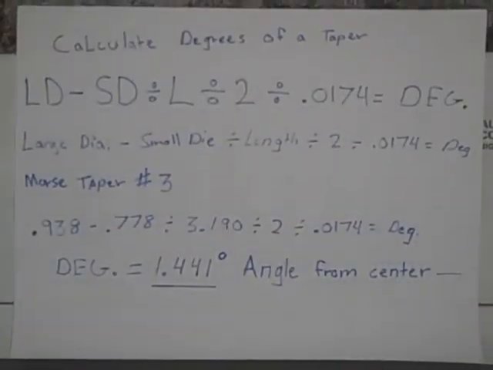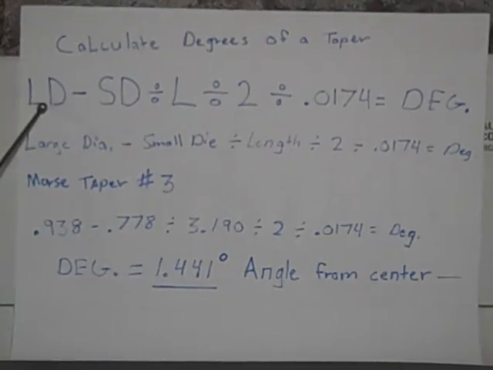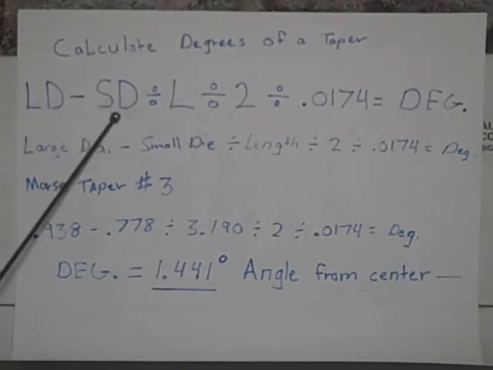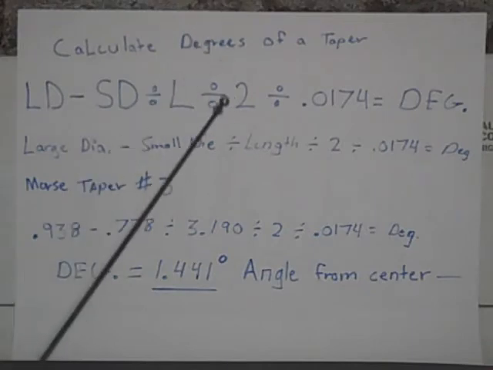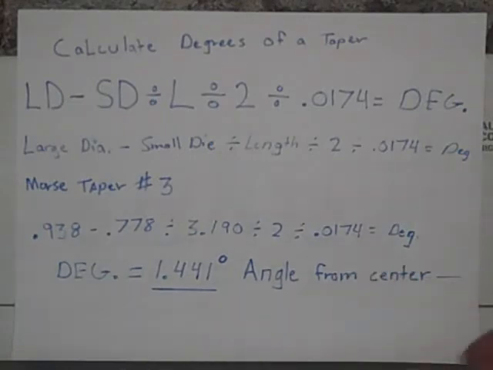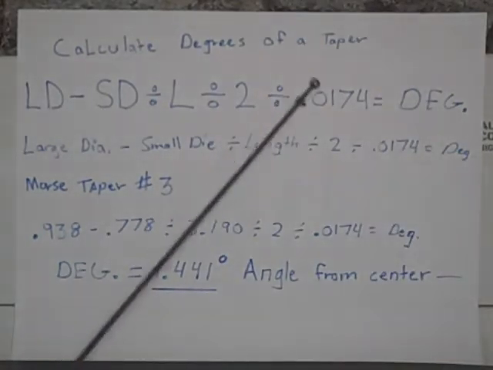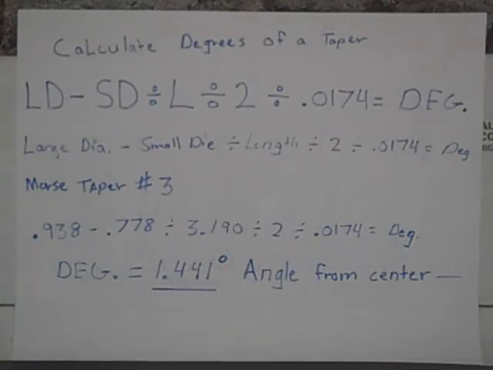Okay, here's another simple one that you're not going to use very often. It's basically how to calculate the degrees of a taper. Say you have an existing taper, you want to match it. You take the large diameter minus the smaller diameter divided by the length of the taper divided by 2, which will give you the angle from the center to the edge, not the included angle, divided by 0.0174. That's what equals the degrees.